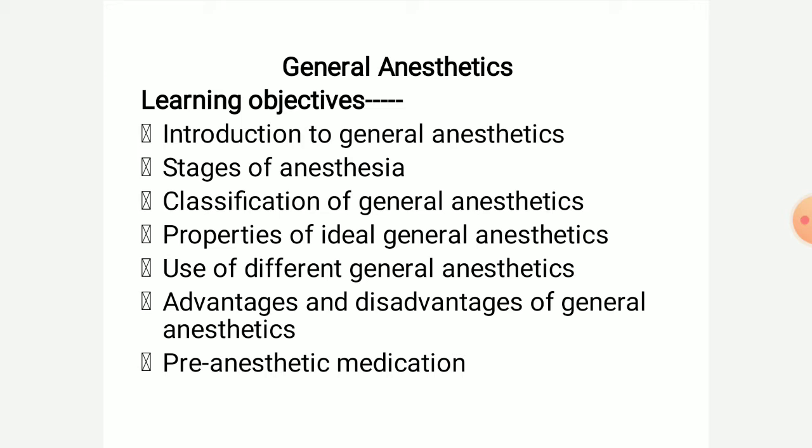Our main chapter is general anesthetics. In this chapter I am going to discuss the introduction of general anesthetics, stages of anesthesia, classification of general anesthetics, properties of ideal general anesthetics, use of different general anesthetics, advantages and disadvantages of general anesthetics and pre-anesthetic medication. In today's lecture, I am going to discuss the introduction of general anesthetics, the various stages of anesthesia and the properties of ideal general anesthetics.